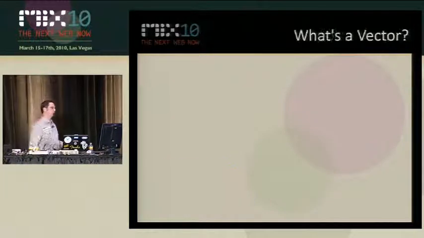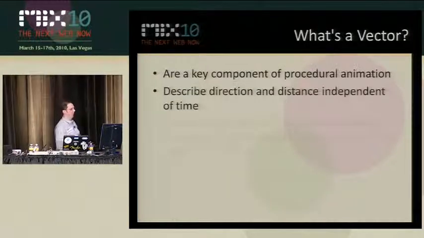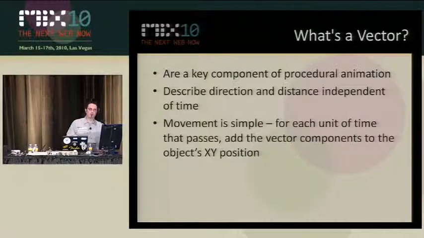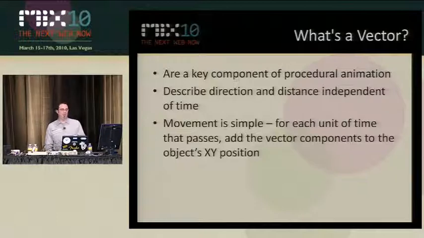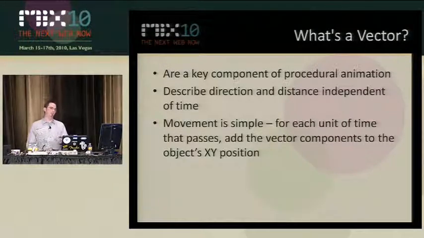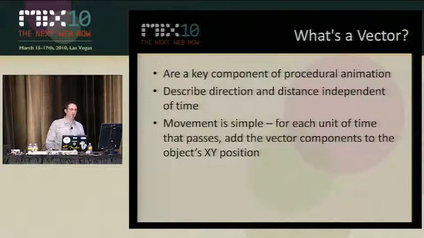And the basis for procedural animation is vector and vector movement. So vectors are basically a key component of procedural animation. They give you a way to describe direction and distance independent of time. And that's important depending on how fast you want your objects to move, how fast you're passing time in your application. A vector movement really is actually pretty simple. For each unit of time that passes in your application, you may add one or both of your vector components to the object's XY position. And I have an example of that.